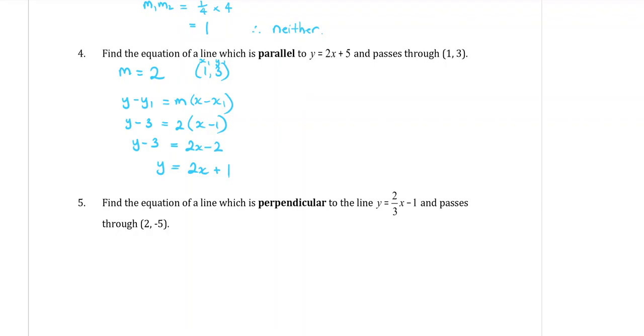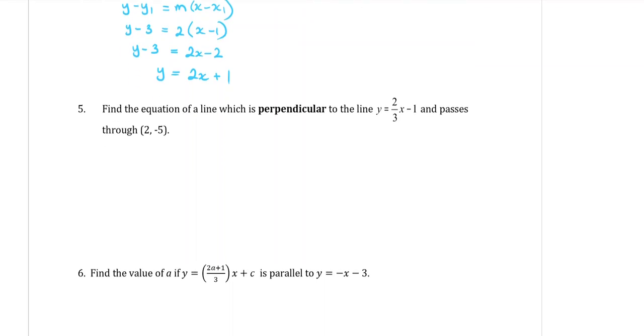Okay, question 5, find the equation of a line which is perpendicular to y equals 2 over 3x minus 1. Perpendicular is different to parallel. I know that the first gradient is 2 over 3. That would be the parallel gradient. But I want the perpendicular gradient, which we call m2. Now, the formula is -1 over m1. So you can sub that in and you go, that's -1 over 2/3, and that makes a -3 over 2.